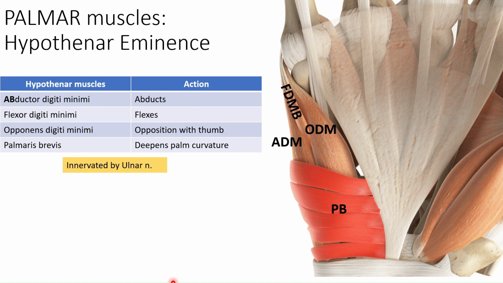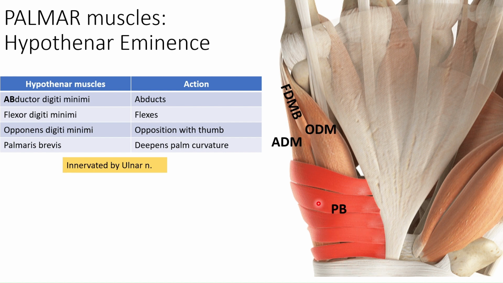The hypothenar eminence at the base of the small finger, or digit number 5, is made up of 4 muscles, but there are only 3 primary muscles. The 4 muscles are the abductor digiti minimi, the flexor digiti minimi brevis, the opponens digiti minimi, and the palmaris brevis muscle.